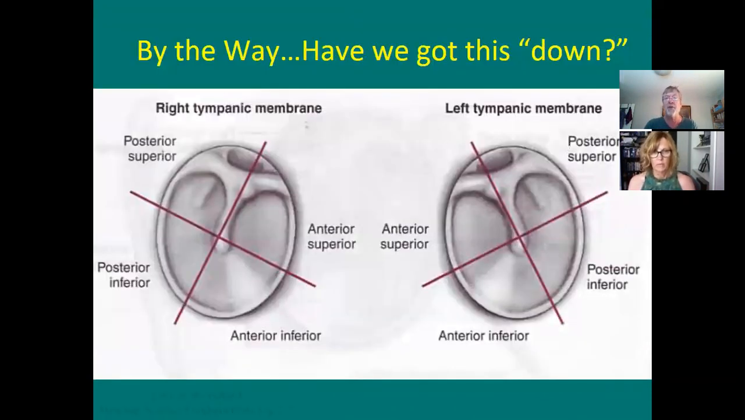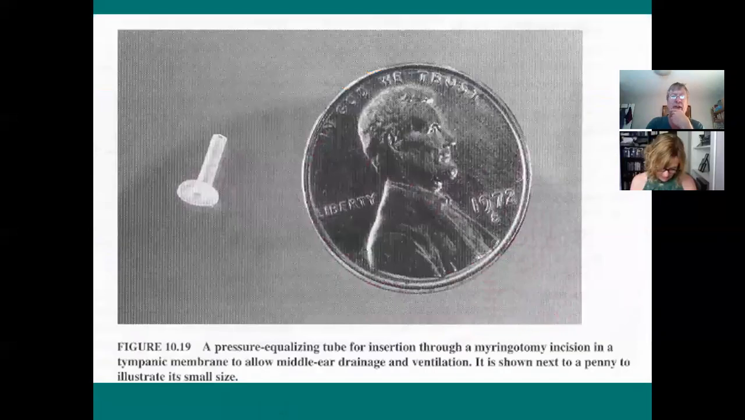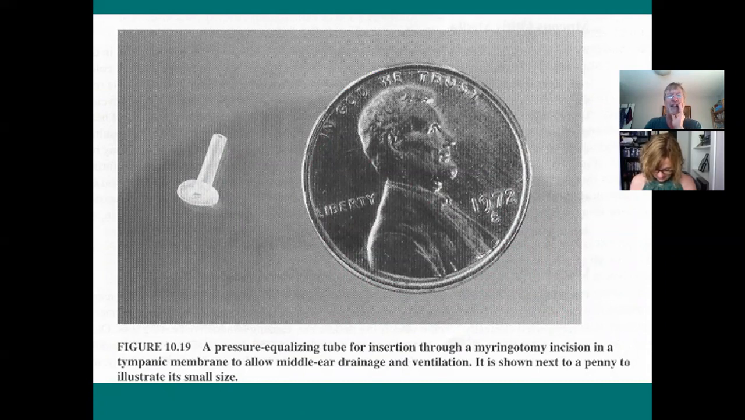We'll look at this. By the way, have we got this down? 5 o'clock cone of light from your otoscope is the right ear. 7 o'clock cone of light for the left ear. Make sure we memorize that. You'll never know, could be on a quiz, could be on a test. Here's a pressure equalizing tube. You can see it against a penny. Good old Abe Lincoln there.